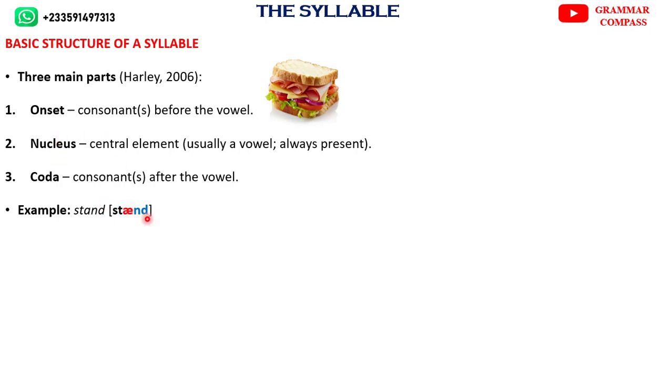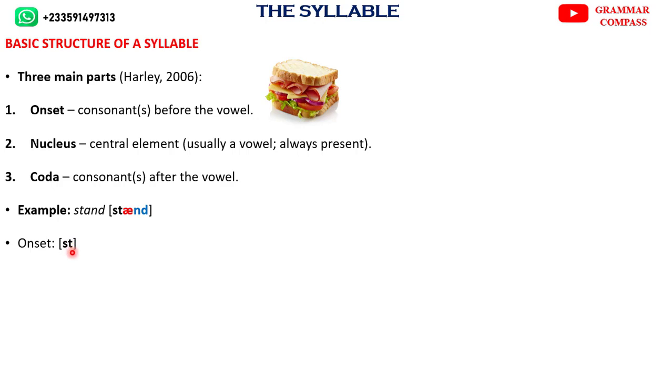Let us break down this syllable into the three main parts. What do you think will be the onset? The onset, remember, are the consonants before the vowel. So the s and the t become our onset. So the onset is the s and the t. Now what about the nucleus?